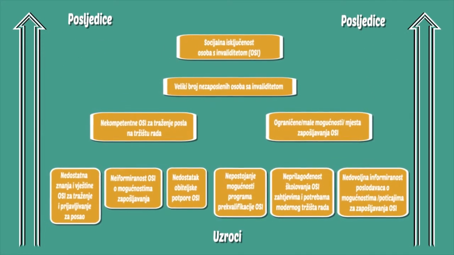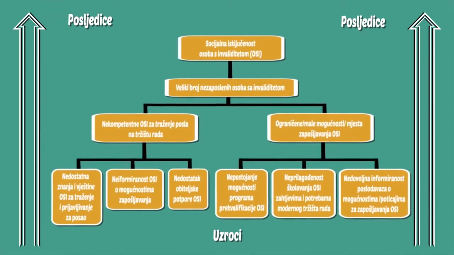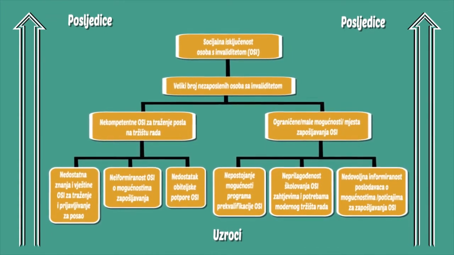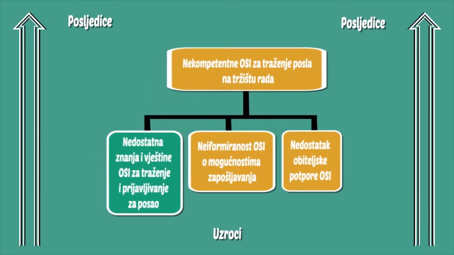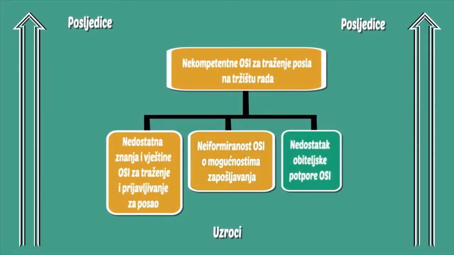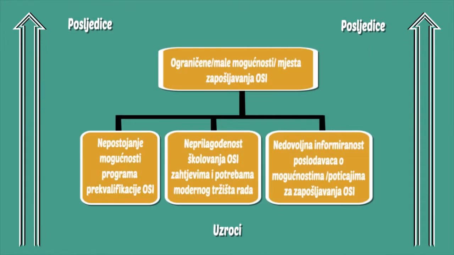From the listed problems, we create a problem tree. To check its logic, we read the problem tree from bottom to top in the following manner. On one hand, the lack of knowledge and skills prevent disabled from finding and applying for a vacancy, as well as their lack of information about employment opportunities and family support, which directly contributes to their struggle on the labour market.